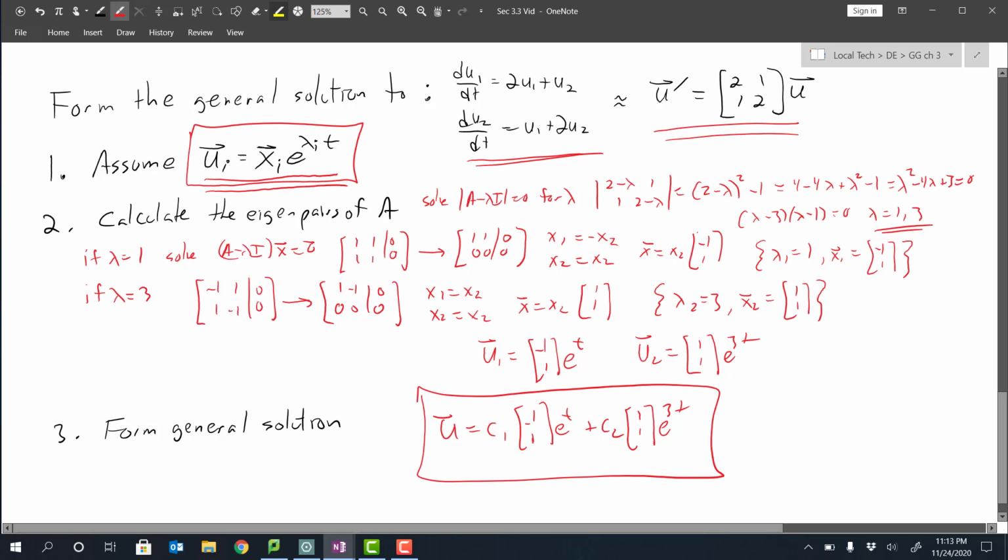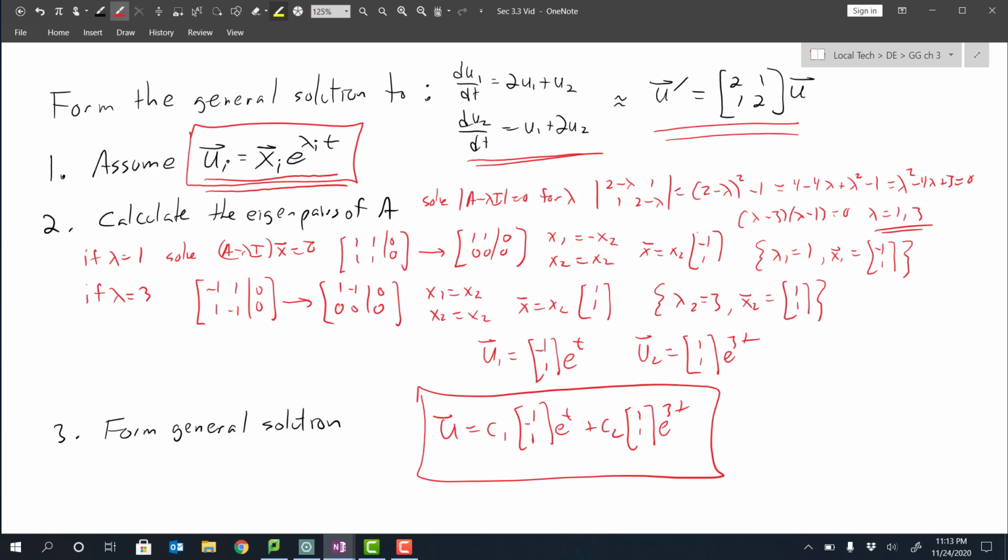All right, so what we've seen here is I basically have this system of first order linear differential equations. I generate the associated matrix, I find the eigenvalues and eigenvectors, and those let me form my general solution.